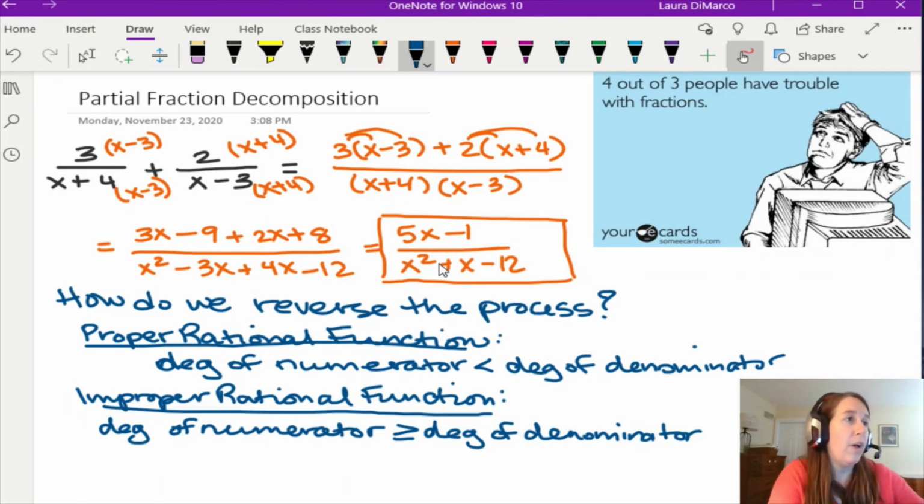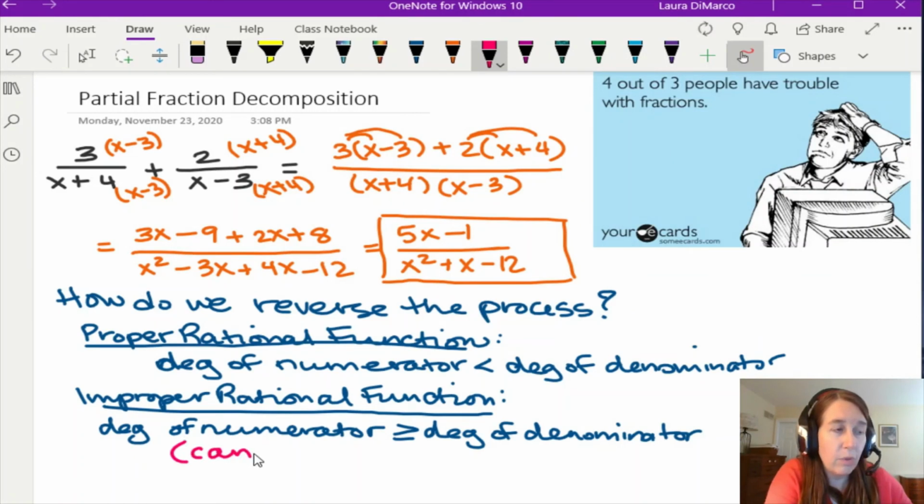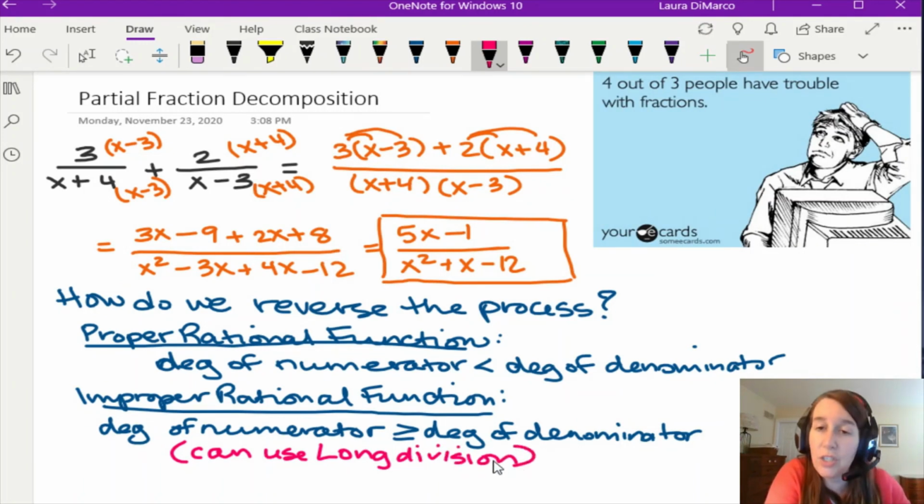Well, we've already studied rational functions before, and when we had improper functions, we were using long division or synthetic division to simplify them. So I'm going to write that. You can use long division on those. So if we wanted to break those improper fractions down, we could use long division. We already have a technique.